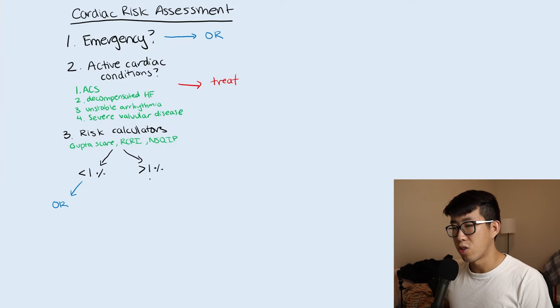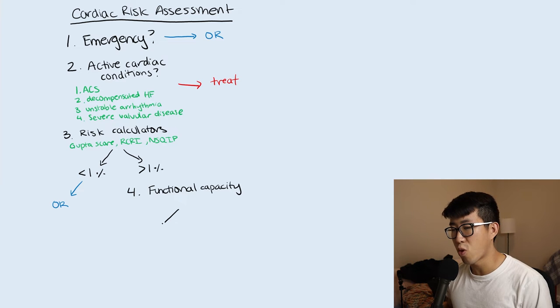If it's greater than 1%, then we are going to have to do an additional step after that. So greater than 1%, then we move on to step four, which is going to be calculating the patient's functional capacity. And that's going to be using something called METs, or metabolic equivalent tasks. And what we are looking for on the METs is looking for them to be able to complete greater than 4 METs. So if they can complete greater than 4 METs, then they can also go straight to the OR.